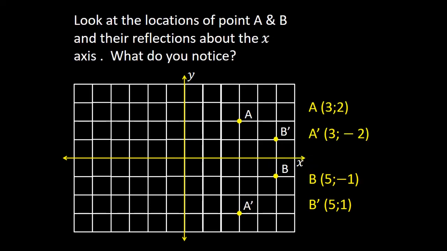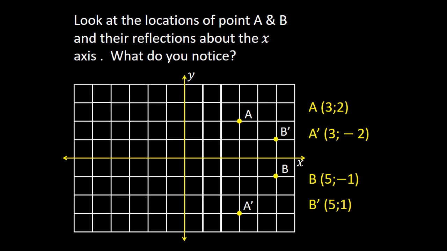So let's look at the two locations of point A and B and their reflections about the x-axis. What do we notice? Well, let's look at A and A prime. Can you see that their x values are the same? For A and A prime, they're both 3. If we look at our y values, however, you'll see for A it's 2 and for A prime it's -2.